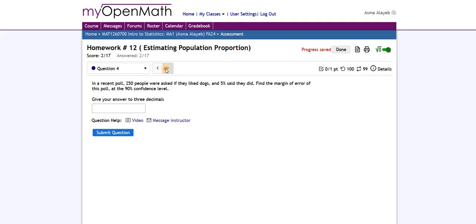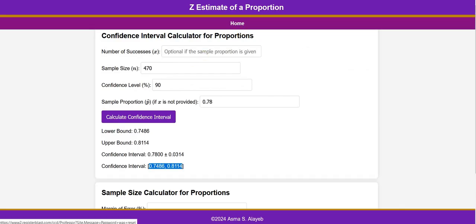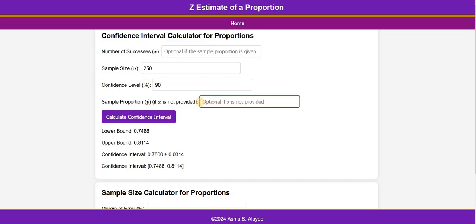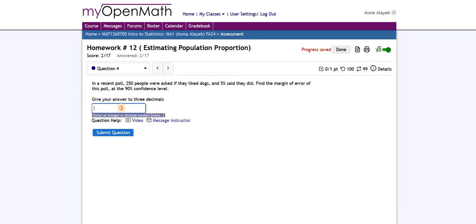You're going to obtain it the same way. So again, let me go back here, 90%. What we have here is the sample size, which is 250. We were not given X in this case, but we were given the level of confidence, which is 90, and we were given the sample proportion, which is 5%, so 0.05. And then you're going to calculate the confidence interval. And then this one gives you the notation of the proportion, p hat, plus or minus the margin of error. So I'm just going to copy the margin of error and head to the homework and paste it here.